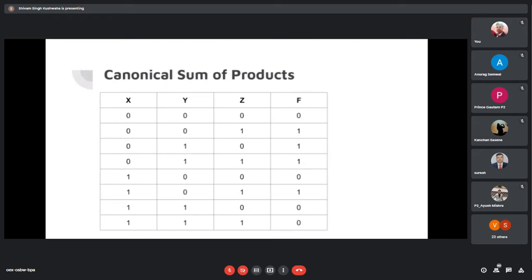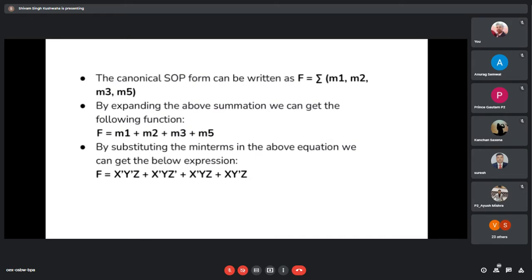So here the column F shows the result of the particular function. And with the help of the result only, we can write the Boolean algebra expression by SOP method. Also, the SOP method deals with the higher values, that is 1. So you can see here both the values, that is 0 and 1, but we are only interested in ones. Now next, the canonical SOP form can be written as F = summation m1, m2, m3, m5.